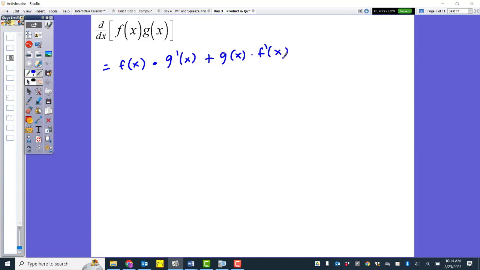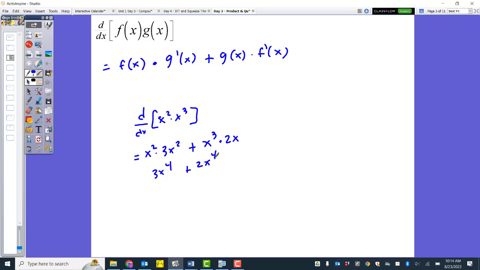So now let's go back to that problem we just looked at. Even though, as we already said, it's going to be easier to just multiply it together, let's look at it using this product rule here. We'll take the first function, x squared, times the derivative of the second, 3x squared, plus the second function, x cubed, times the derivative of the first, 2x. This gives us 3x to the fourth. This gives us 2x to the fourth. Add them together, 5x to the fourth. So we notice it gives us the same thing we got as when we multiply them together.